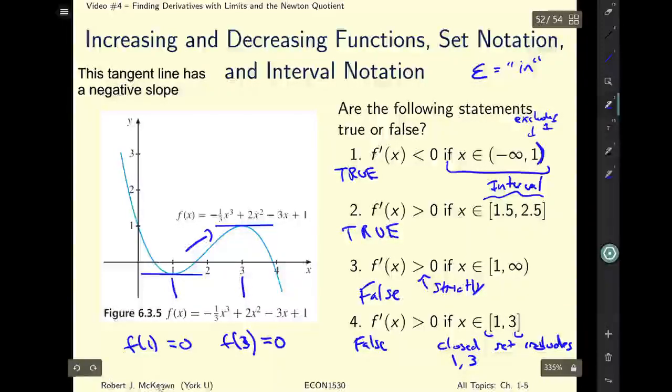We could make it true by saying that the function f is increasing. But f prime of x is not strictly greater than 0 on the interval from 1 to 3. It's equal to 0 when x is equal to 1 or x is equal to 3.